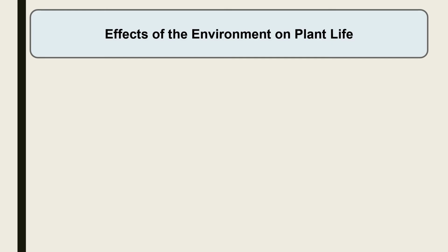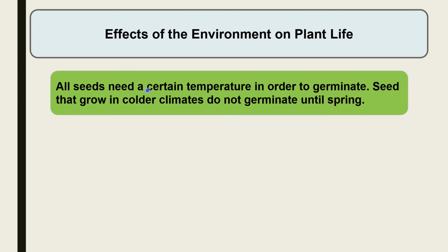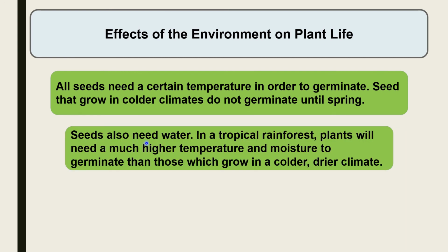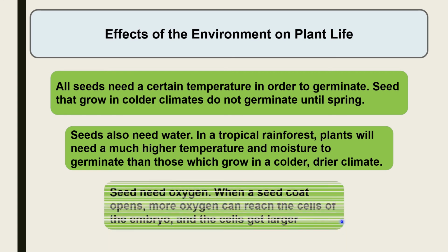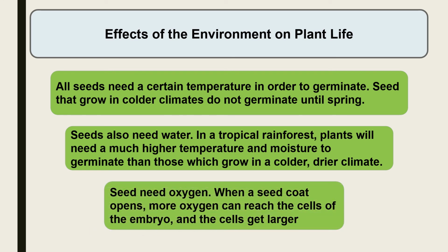So, effects of the environment on plant life. All seeds need a certain temperature in order to germinate. Seeds that grow in colder climates do not germinate until spring. Seeds also need water. In a tropical rainforest, plants will need much higher temperature and moisture to germinate than those which grow in colder and drier climates. And lastly, seeds need oxygen. When a seed coat opens, more oxygen can reach the cells of the embryo and the cells get larger.